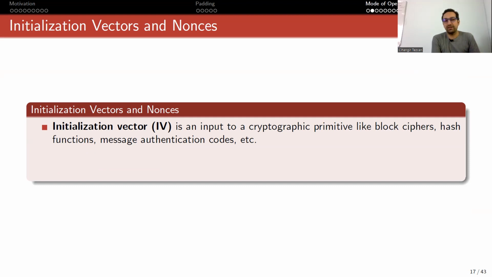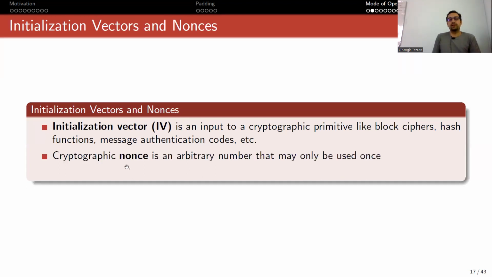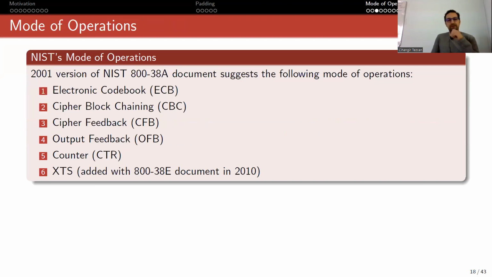So an initialization vector, IV, is an input to a cryptographic primitive like block ciphers, hash functions, message authentication codes, etc. And a cryptographic nonce is also an arbitrary number, but a nonce can only be used once. Okay, you cannot use the same nonce twice. Nonces and IVs should be generated randomly, so that nobody puts a backdoor into anything. Okay, we will see some examples in a minute.